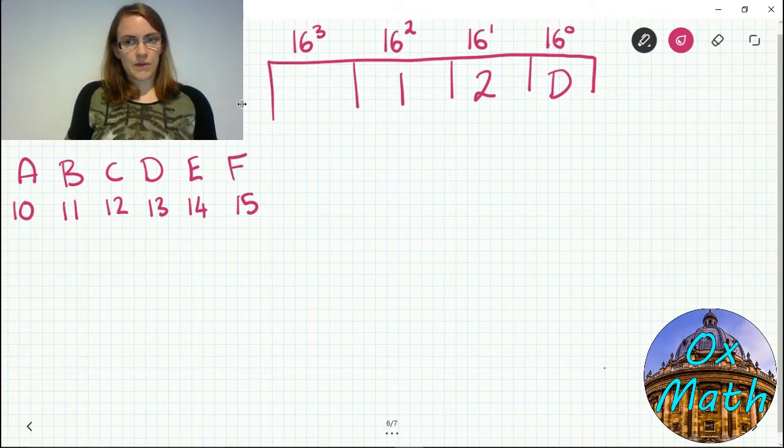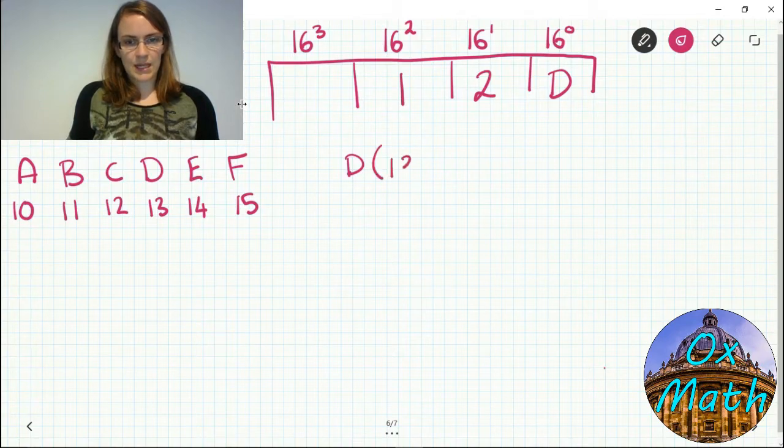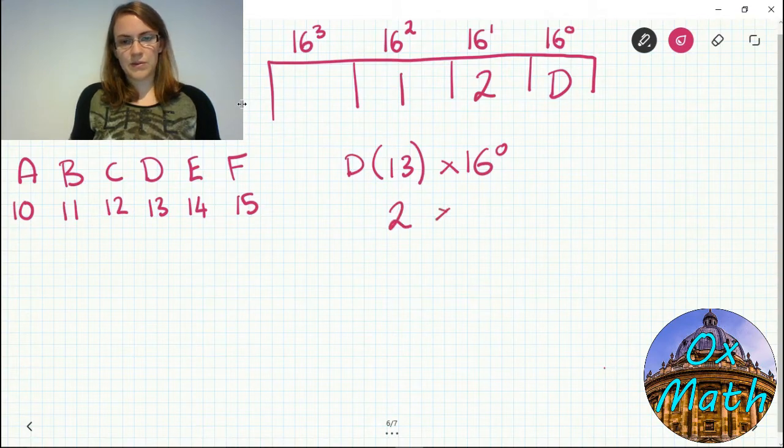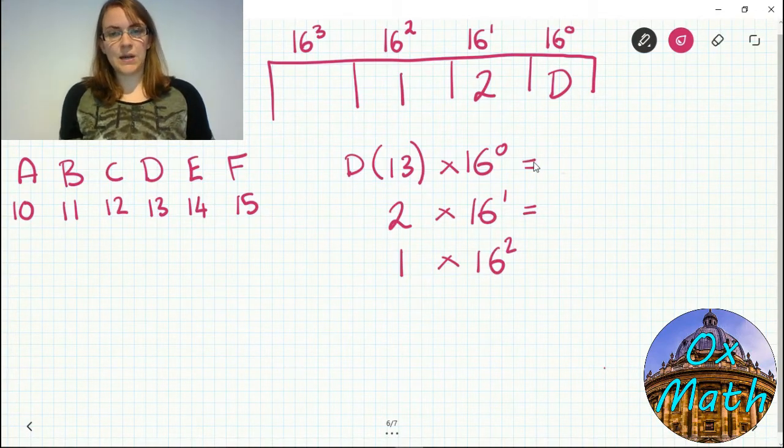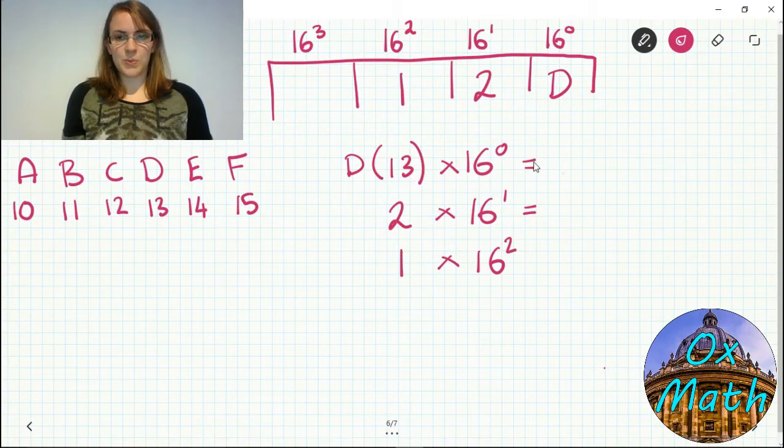So we always start on the right hand side. So the D means 13. So looking in our table here, D is 13. So we've got 13 lots of 16 to the power 0. 2 obviously just means 2, so 2 lots of 16 to the power 1, and finally 1 lot of 16 to the power 2.